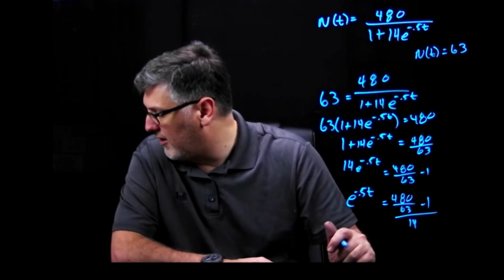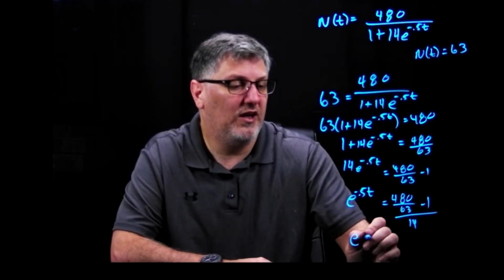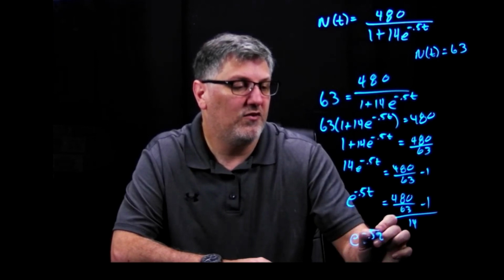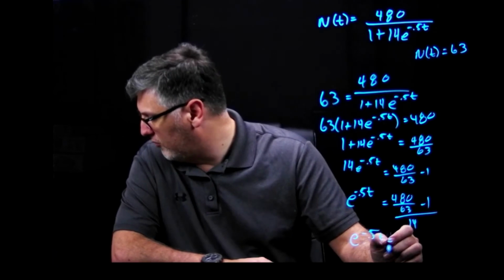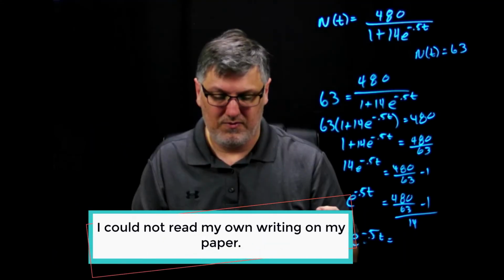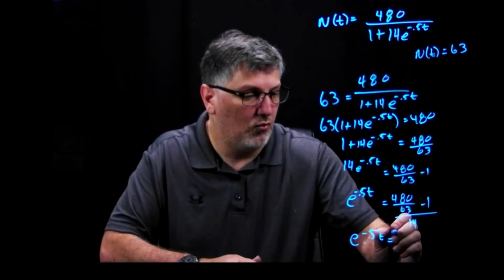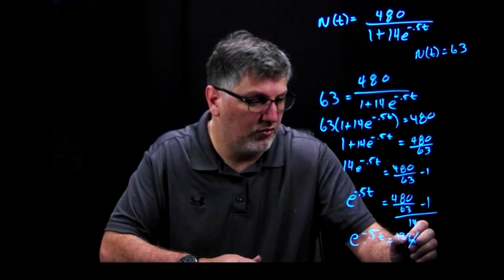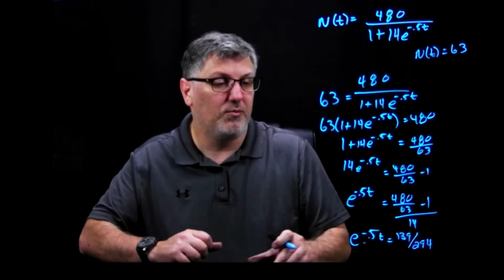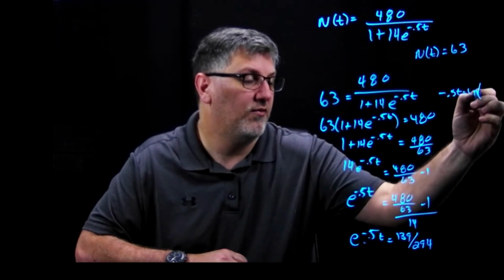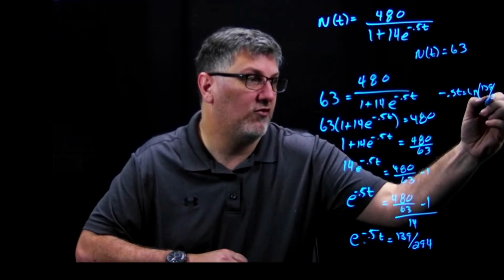When I do clean this up, I'm going to get e to the negative 0.5t equals 139 over 294. So it'll be a little easier to put in the calculator. So now I ln both sides. So we have negative 0.5t equals ln of 139 divided by 294.